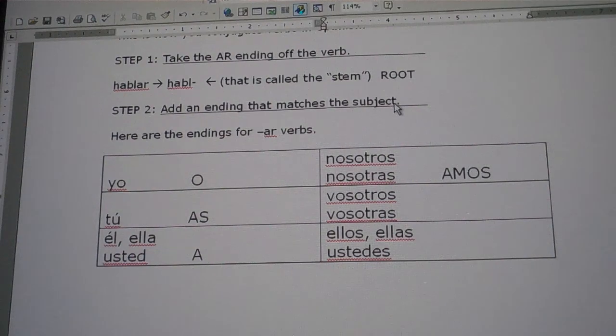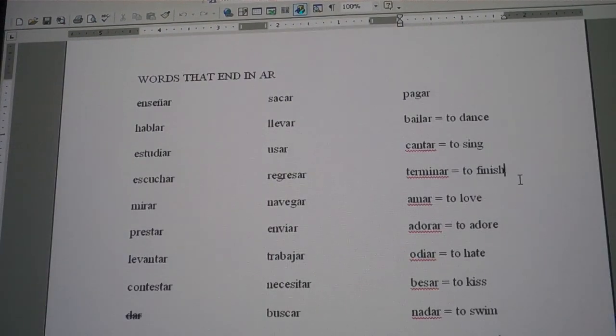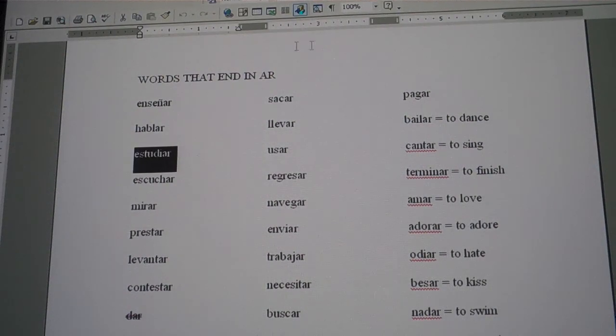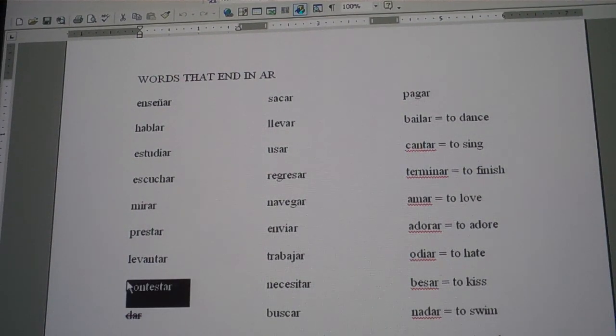If you take a look over here again, how would you say "we study"? You're going to take off your AR, and what would you add? Estudiamos. Nosotros estudiamos. Very good. We answer. Right here. This is "to answer." Ooh, that's tough. Contestamos. Yes, ma'am. The question in the back.